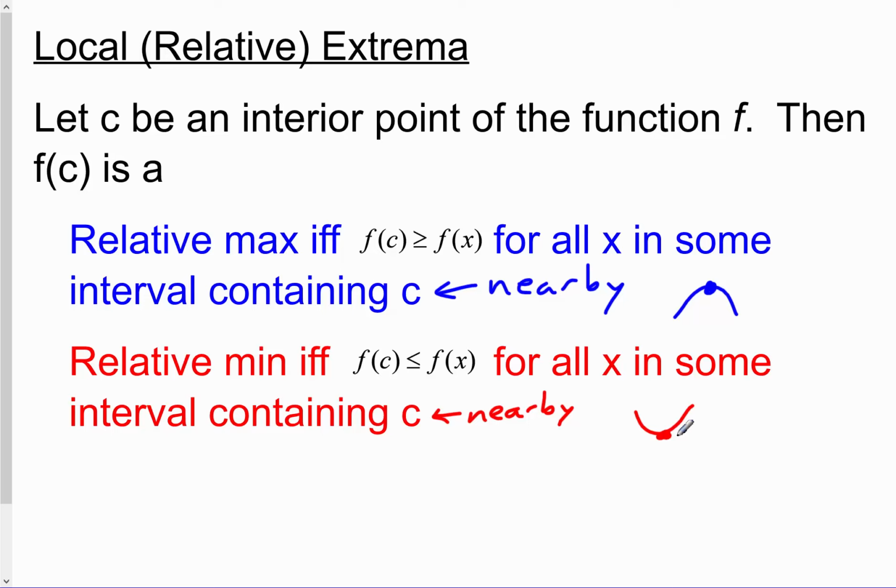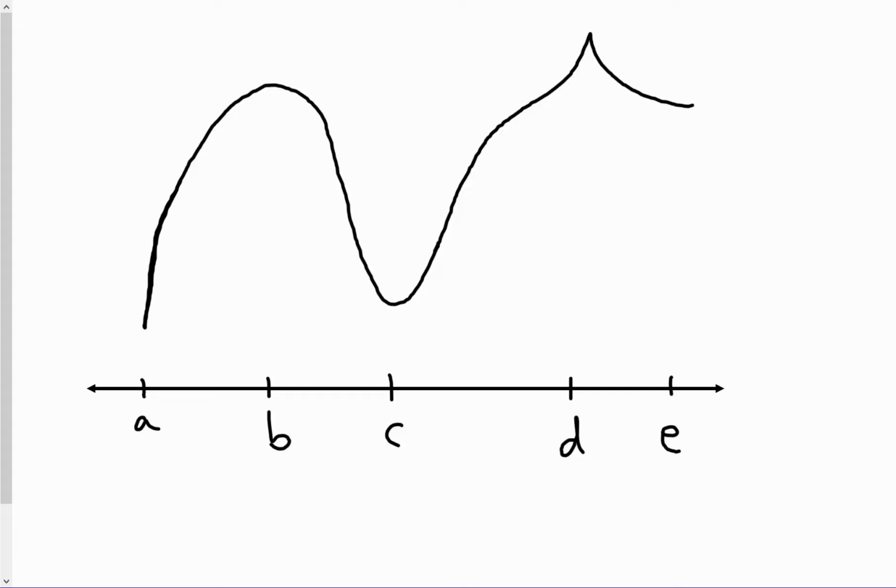So to illustrate the differences here, here's just a sketch of a random function. It's not even entirely differentiable. But looking at it, I can see it looks like there's an absolute max right up here at D, and it looks like the absolute minimum is over here at A.